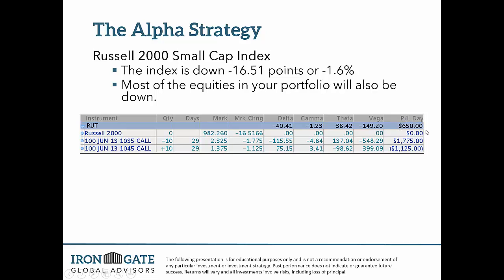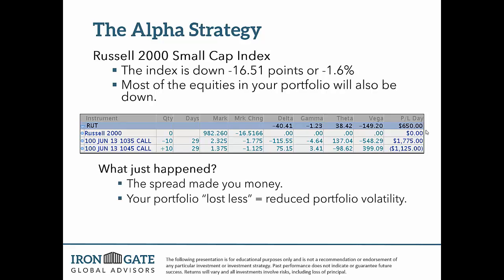And so on this particular day, instead of losing 1.6% in your portfolio, you actually made $650 on this position. And so what happened, right? Well, the spread made you money. Your portfolio lost less, which means you reduced your portfolio volatility. You still lost money. You just lost less. You are still outperforming the market. You lost less than the market, right? Which is very, very important.